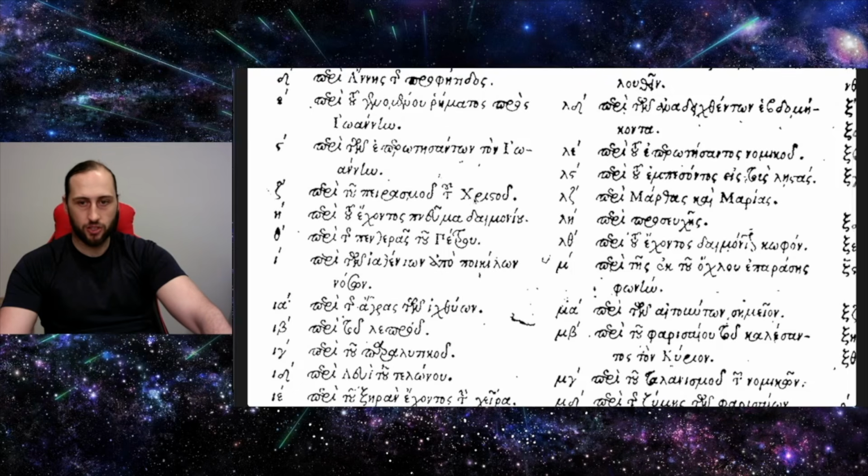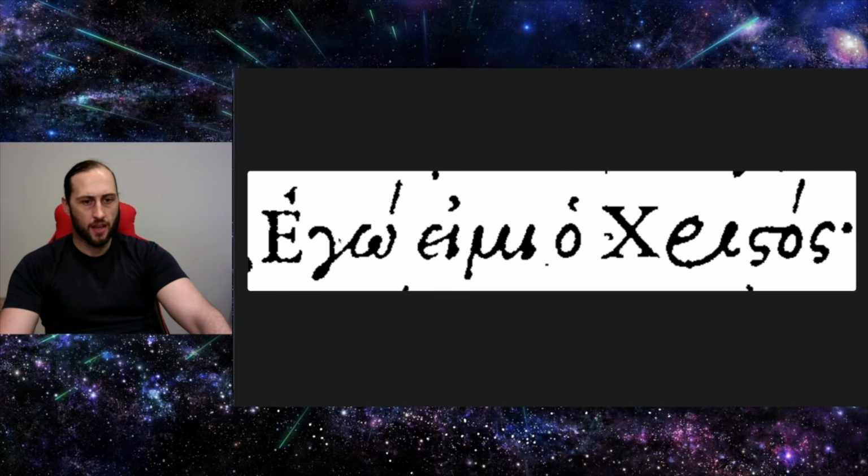And look, I'll show you this one. This is Christos, and I'll show you that more closely with this one. Ego eimi ho Christos. I am the Christ. It says it right here. So they've connected the rho to the iota, and then they put the sigma, and it looks like they've connected. Now this is a thing in modern shorthand, but there are some instances where they don't connect the sigma to the next letter.